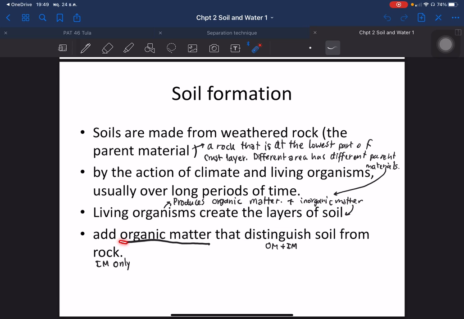And after that, it also increases the levels of the organic matter. So we separate between the rock and the soils, because the soil contains both organic matter and inorganic matter, but the rock here contains only inorganic matter.